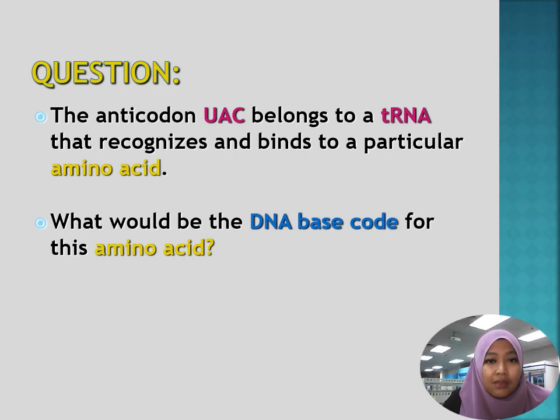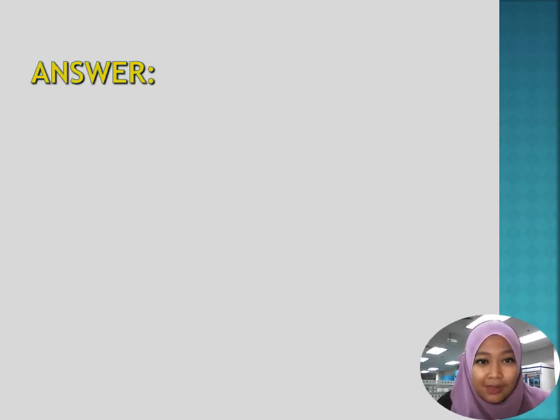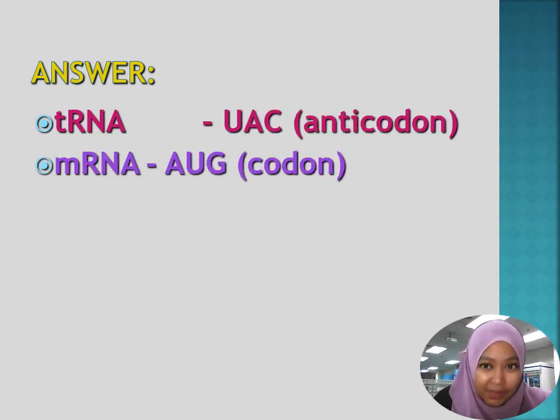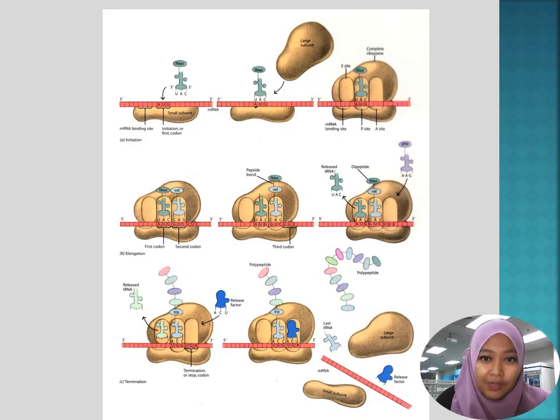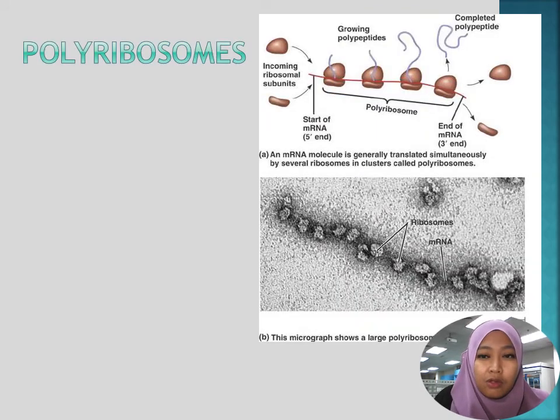This is the answer for the question just now. UAC will be the anticodon, AUG will be the codon, and for DNA it is TAC. Right now there will be a picture of how translation takes place in the cytoplasm to make a protein.